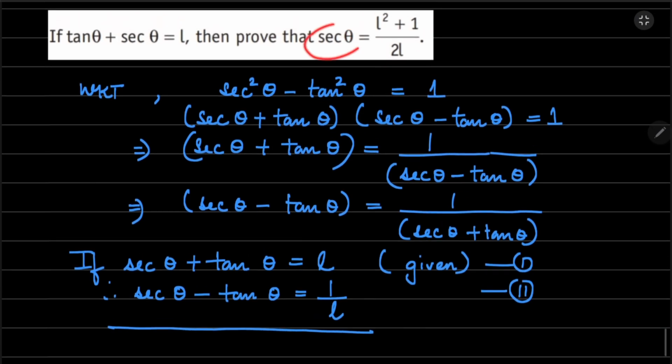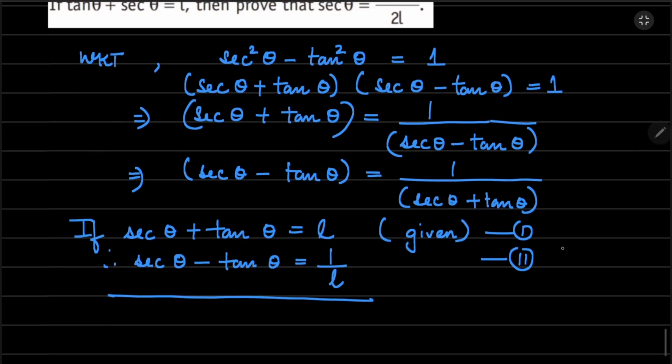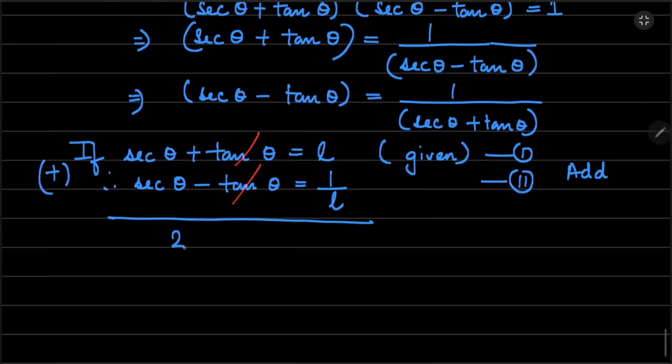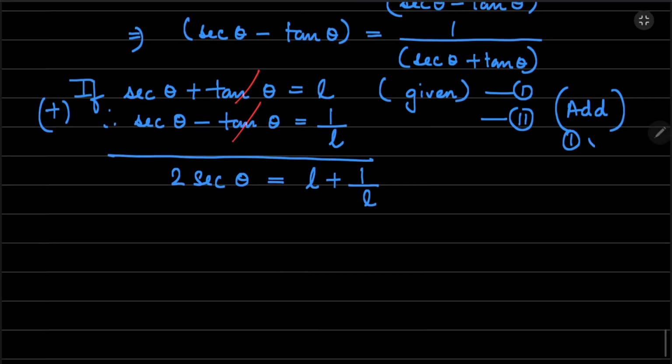Because you need secant theta, we have to eliminate tan theta from these two equations. So you have plus tan theta, and you have minus tan theta in the second equation. So what we can do is add the two equations. So plus tan theta minus tan theta will get cancelled. So what you have in the LHS is secant plus secant, which is 2 secant theta, is equal to L plus 1 by L. You are just adding 1 and 2.